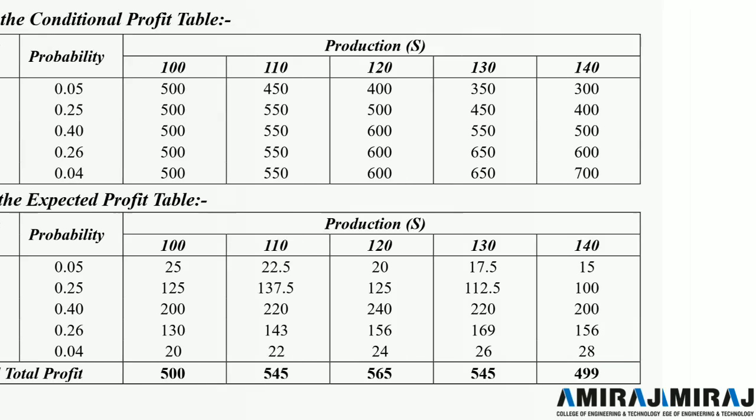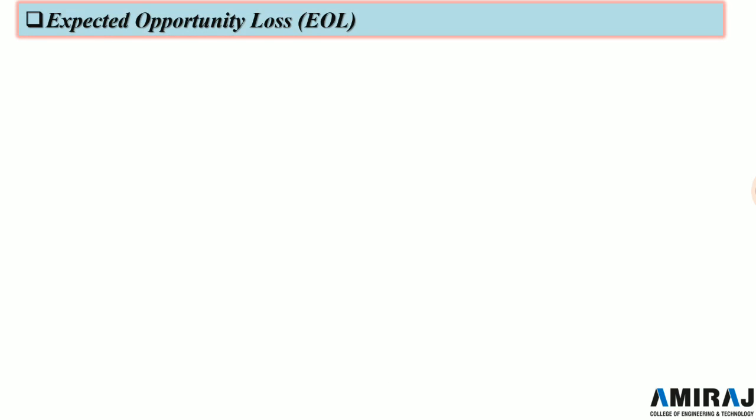Next is EOL. Expected opportunity loss is an alternative criterion for decision making under risk. EOL is defined as the difference between the highest payoff and the actual profit due to choosing a particular course of action in a particular state of nature. Hence, EOL, expected opportunity loss, is the amount of payoff that is lost by not selecting a course of action resulting in minimum payoff in a particular state of nature.